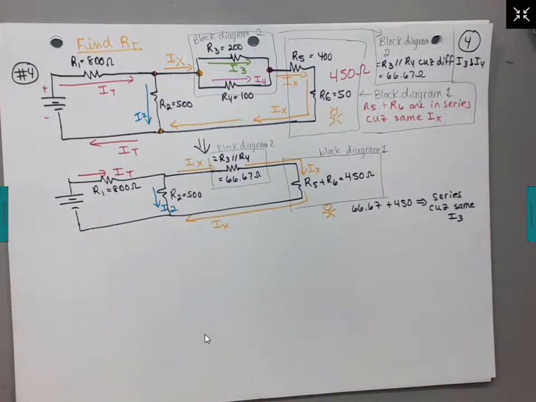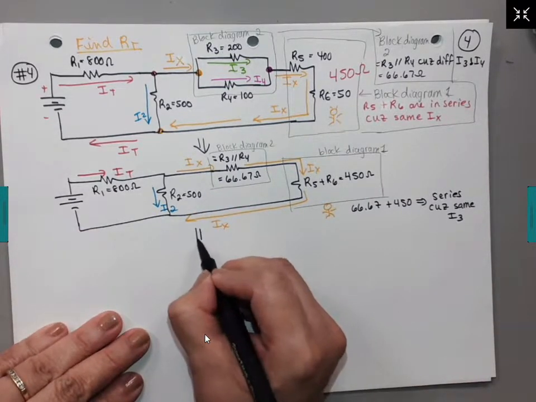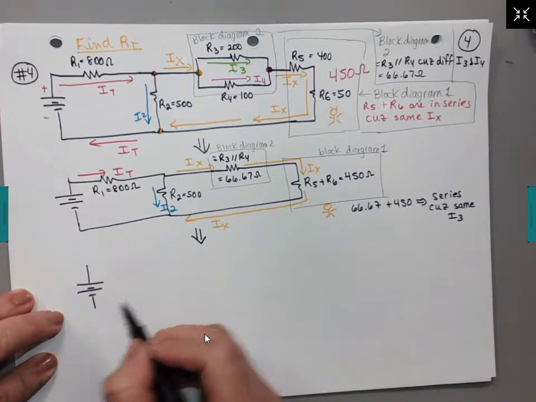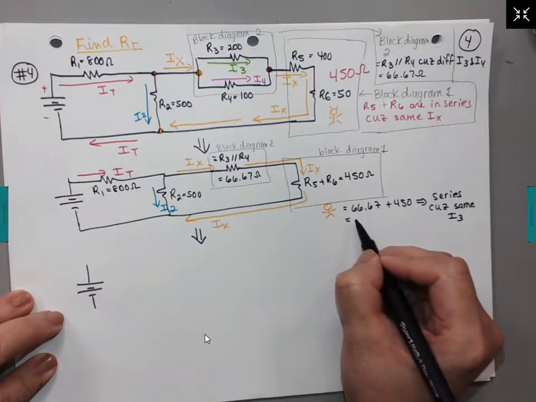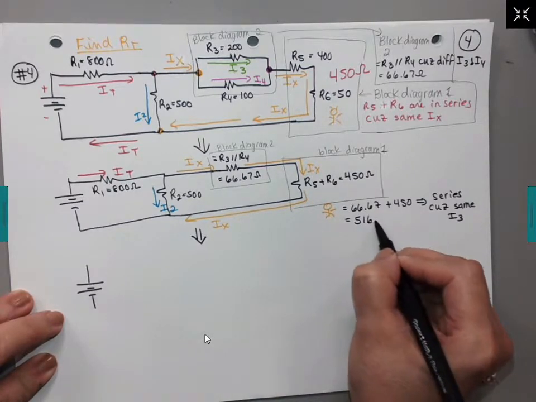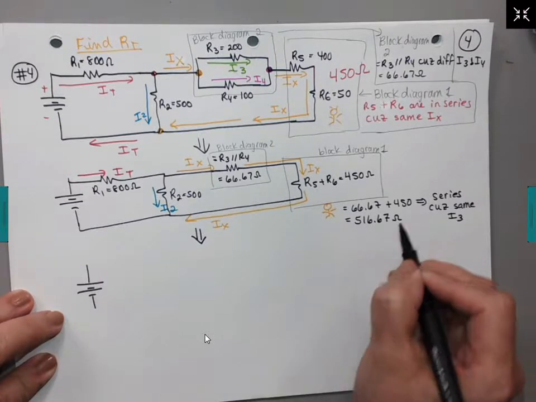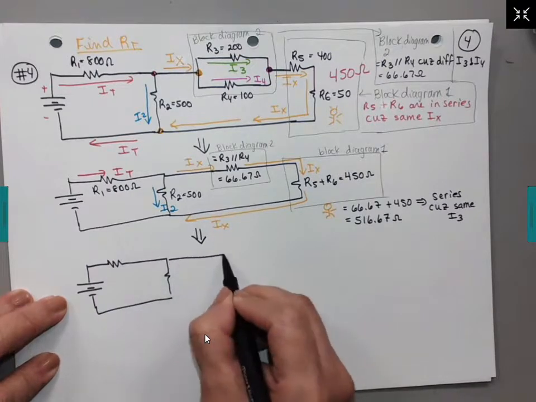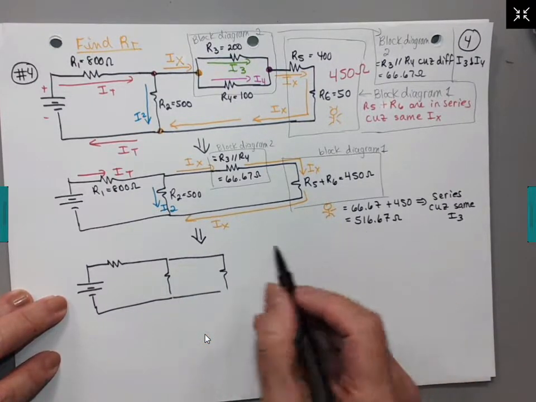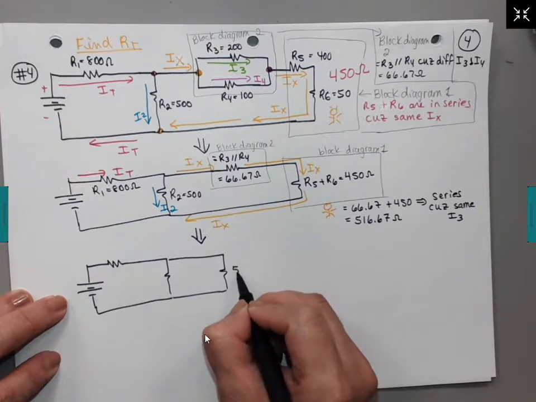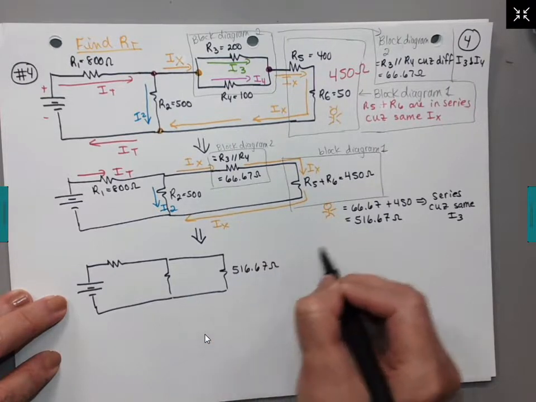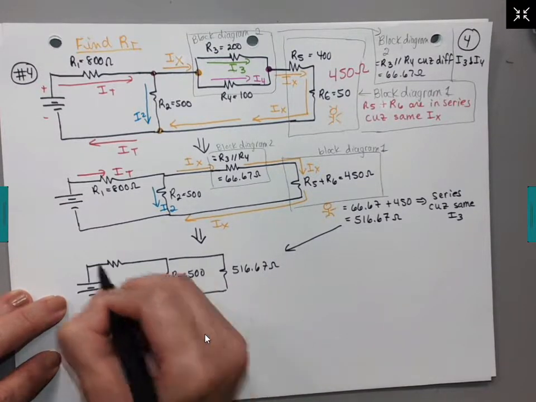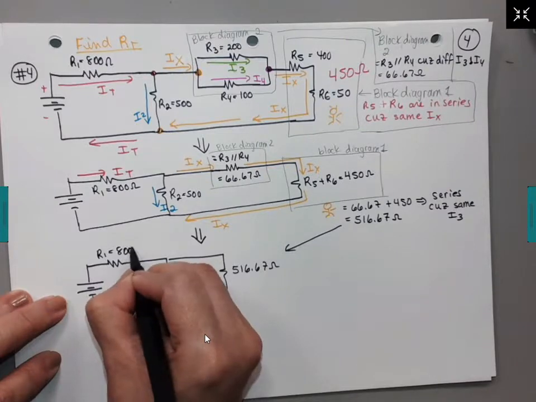Okay? Very nice. And we can make it even smaller. So what is that equal to? 66 point what? 516.67. I'm going to say 7. Yeah, that's good. Close enough. So that number right there is right here, 516.67 ohms. And this guy is R2, 500. And this guy is 800.